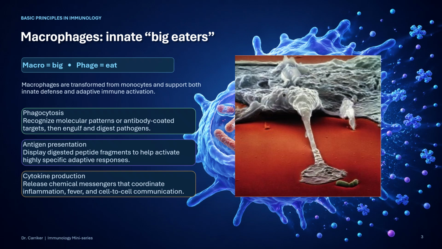Now, considering antigen presentation, bacteria have a certain component of proteins, and certain proteins are chopped up by proteases. And these fragments are brought to the cell surface for antigen presentation. In other words, we're going to show the adaptive immune system there's something we need to deal with. Look what I have. Here it is. Please take care of it.